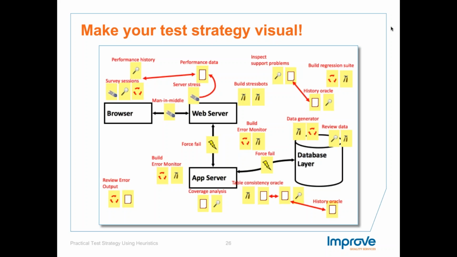Another way of making it visible and easily explainable is to just draw your architecture on a whiteboard and start putting stickies on it. Every yellow rectangle here is a sticky with a session or an approach or a small amount of testing. So you can easily see where we do which type of testing.